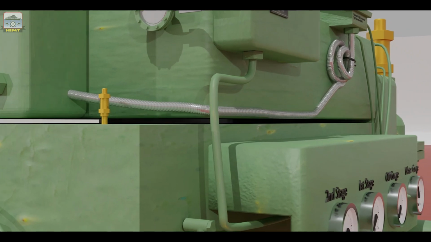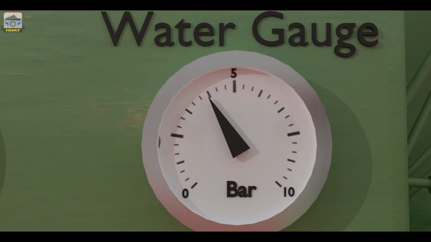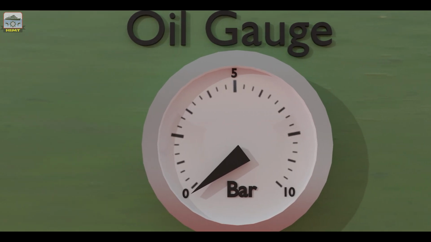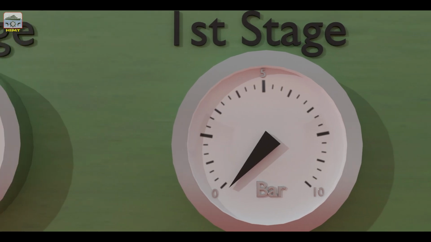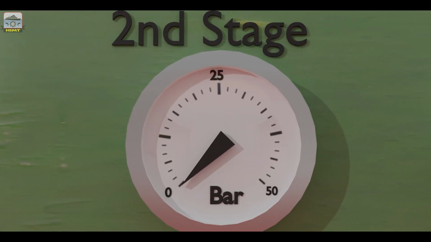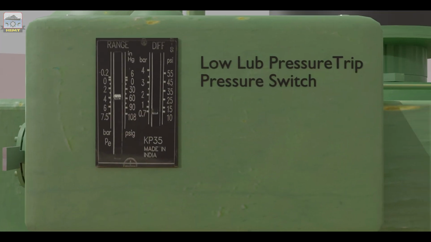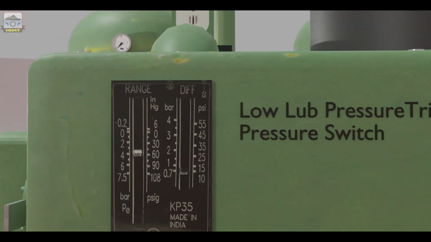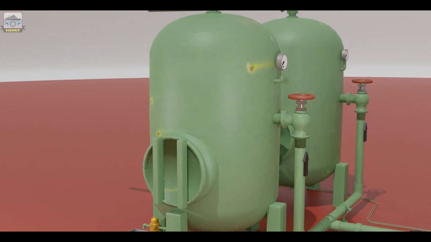The indicating instruments include a water pressure gauge, a crankcase lubricating oil pressure gauge, a first stage air pressure gauge, and a second stage air pressure gauge. A pressure switch and a temperature switch are installed for activating the compressor safety trip due to low lubricating oil pressure or high temperature of the discharged air.